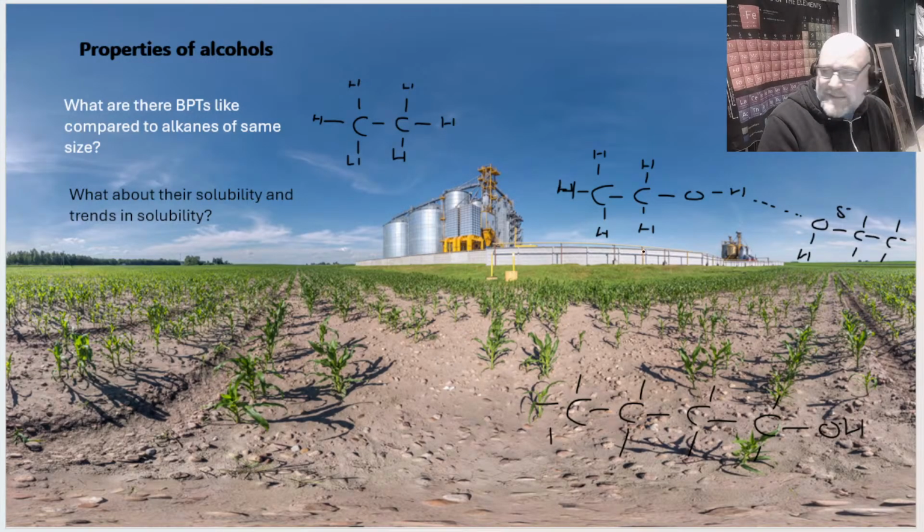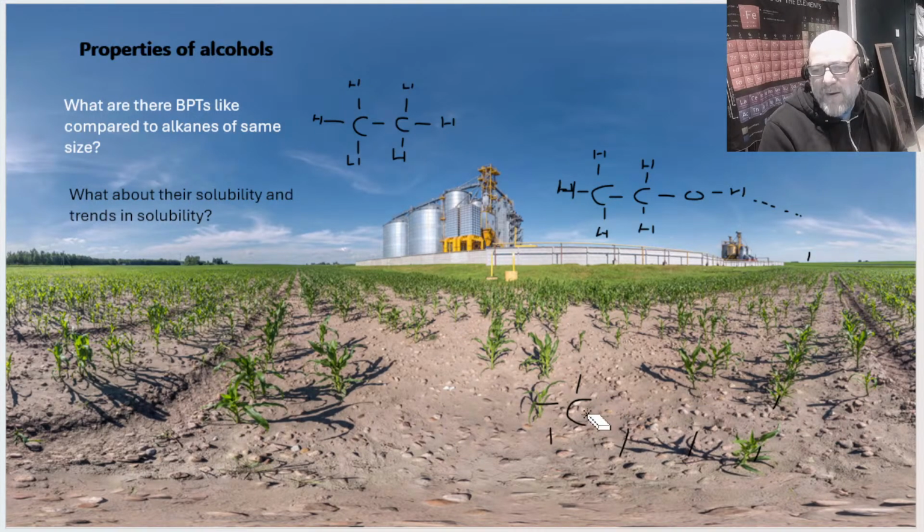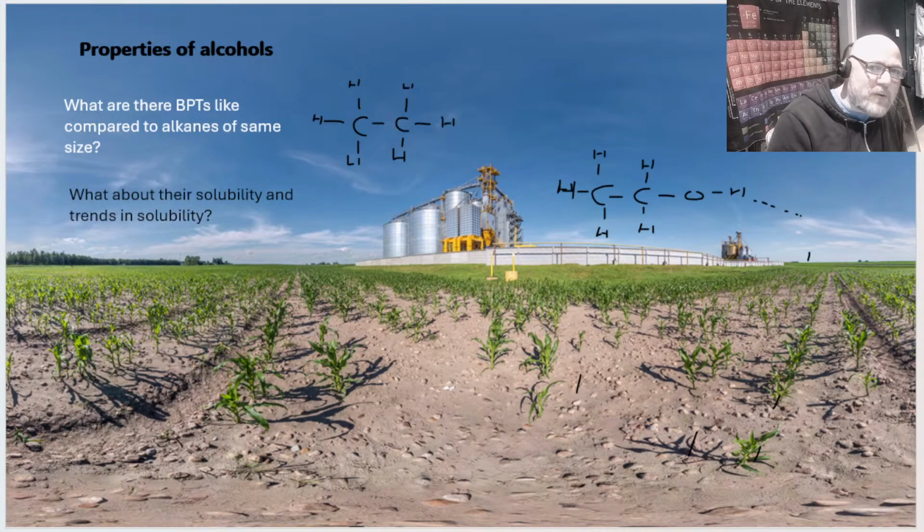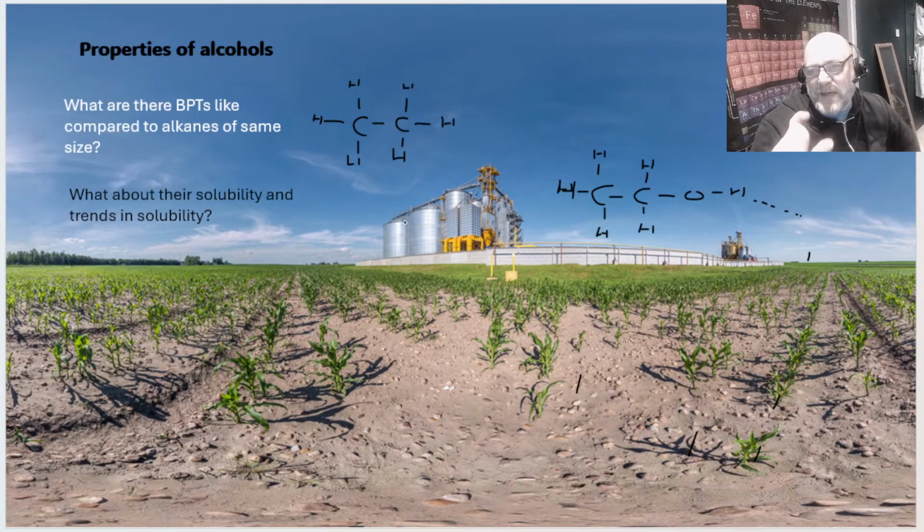Now, looking at the solubility, the small alcohols like ethanol are soluble. Why are small alcohols soluble and big alcohols not soluble? Small alcohols dissolve, big alcohols don't, or are less and less soluble the bigger they get.